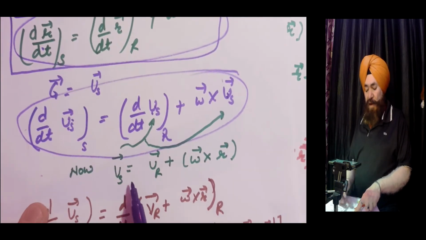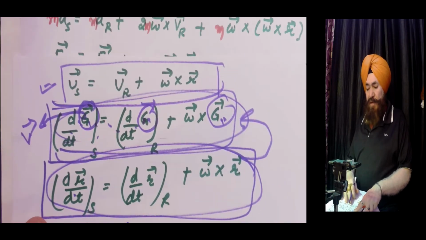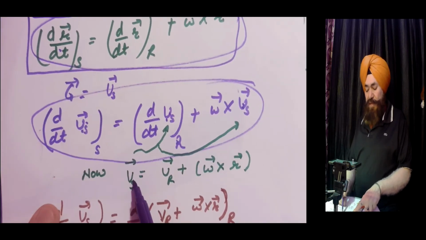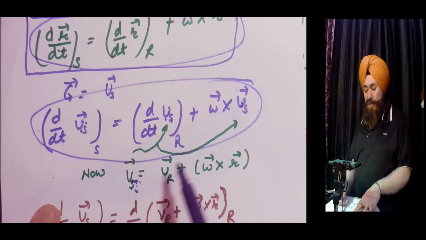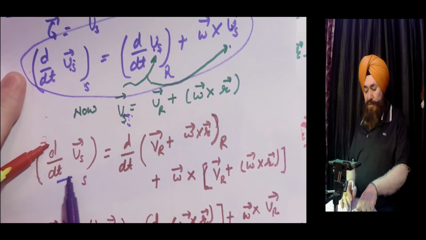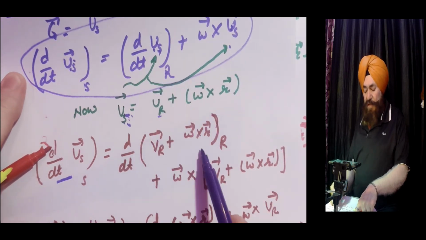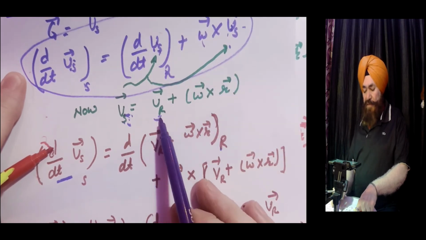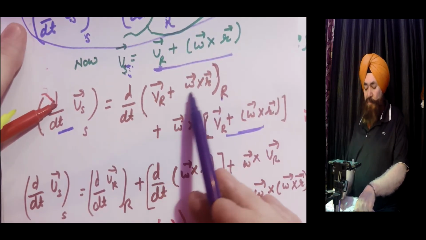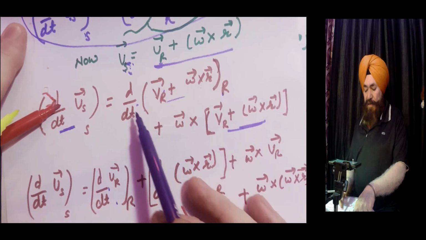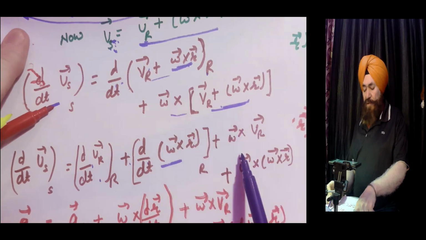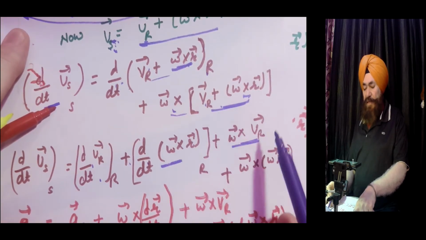Now I already proved on the last page that Vs is Vr vector plus this. So substituting this Vs here, the relation with respect to the rest frame, and the rotating frame, omega cross this, is here. Now open the bracket: dVr over dt and d by dt of omega cross r. Here we have two terms, this and this.